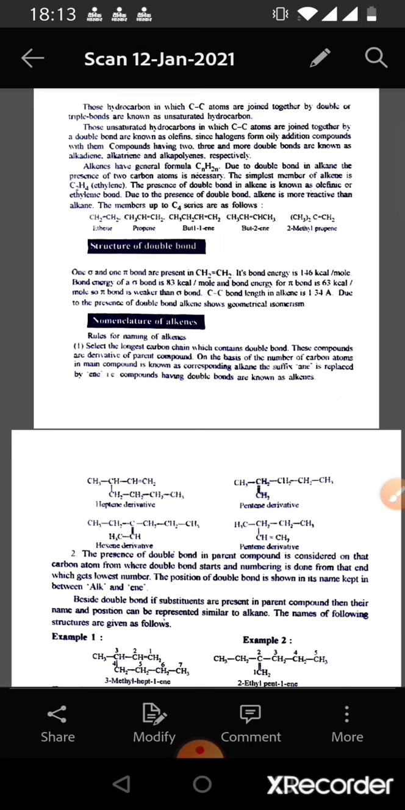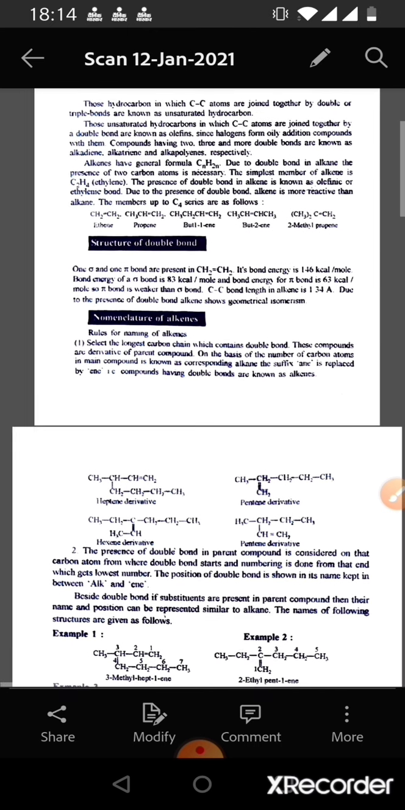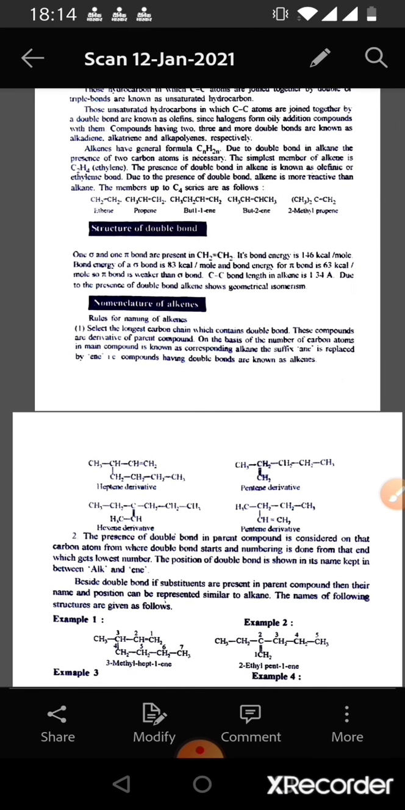Alkenes have the general formula CnH2n. Due to the double bond in alkenes, the presence of two carbon atoms is mandatory. The simplest member of the alkenes is ethylene, that is C2H4, and in IUPAC it is known as ethene. The presence of a double bond in alkenes is known as an olefinic or ethylenic bond. Due to the presence of the double bond, alkene is more reactive than alkane. The members up to the C4 series are ethene, propene, but-1-ene, but-2-ene and 2-methylpropene.